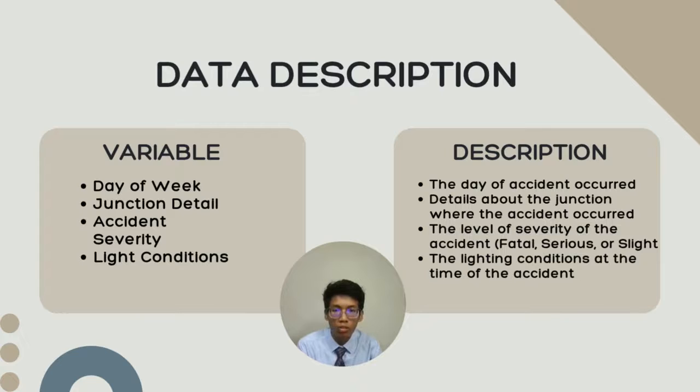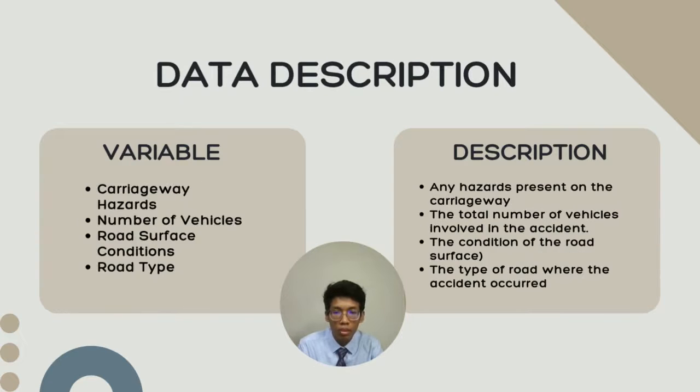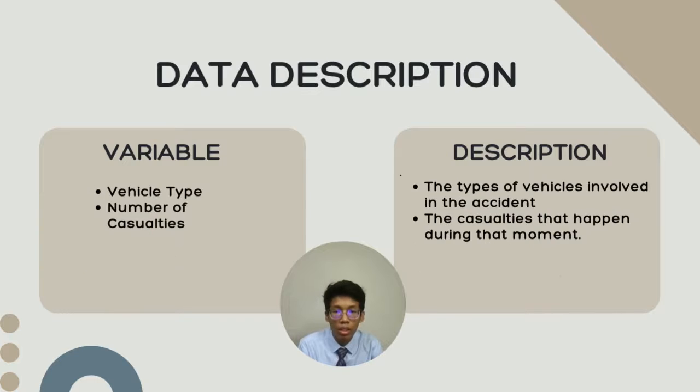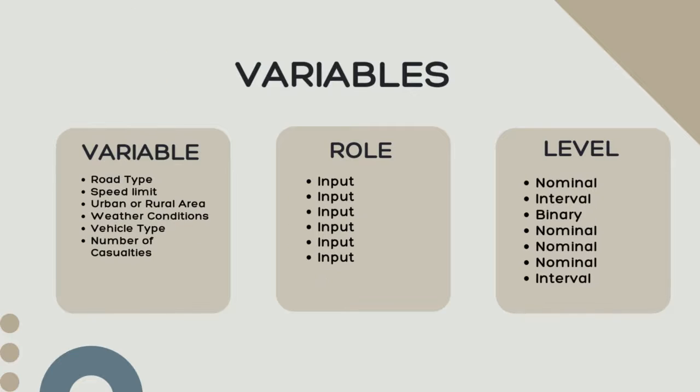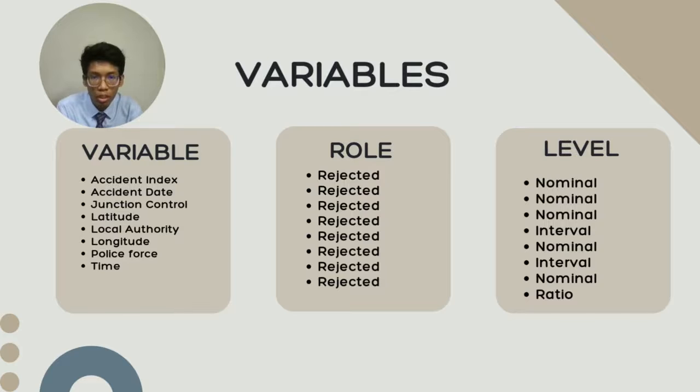Data description. Variables for the first slide, we have four, which are day of week, junction detail, accident severity, and light conditions. Variables for the next slide are carriageway hazard, number of vehicles, road surface condition, road type, and the last variables for the slide are vehicle type and number of casualties. The target variable is accident severity, and other than that is input. Except for this variable, the rest are rejected.